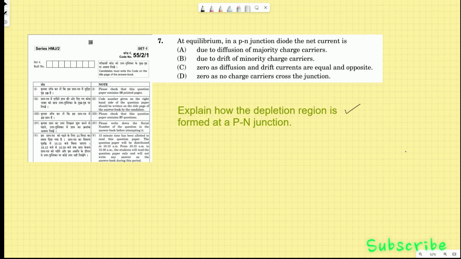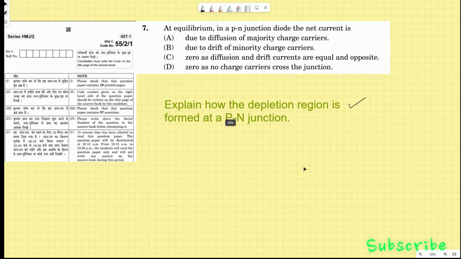Therefore, instead of just giving you an answer directly, I will make you understand how the depletion region is created. This video will remove a lot of doubts from your mind pertaining to the formation of p-n junction and depletion region. So don't treat this video as just an answer video. This is an explanation video, and it will bring immense clarity in your mind about the depletion region.